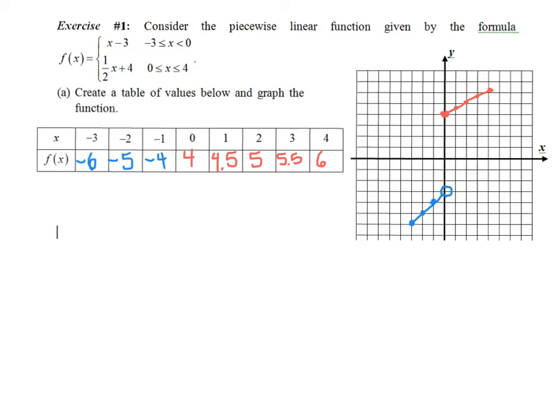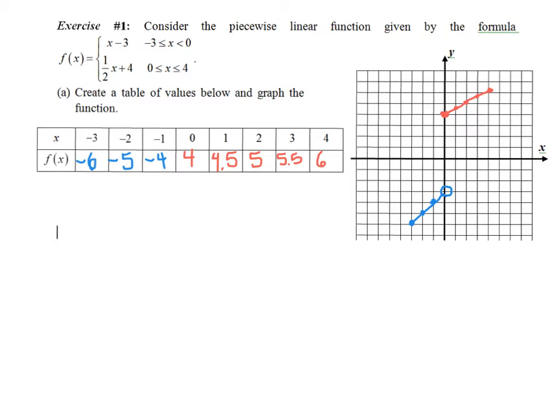So you'll notice that these two pieces of our piecewise function are actually disjointed. They're not connected at all. But because at 0 I have a filled in circle here and an empty circle here, this is still a function because it does pass the vertical line test, even at 0.